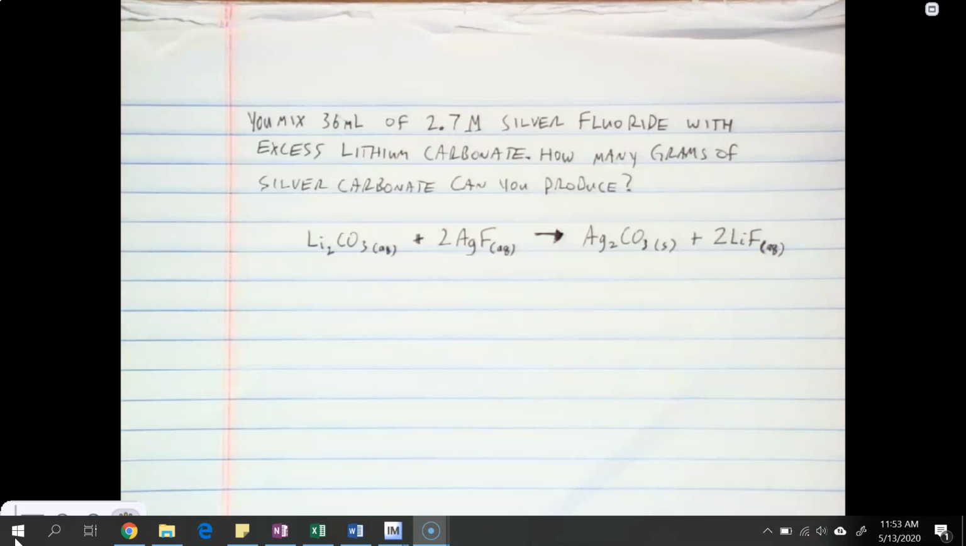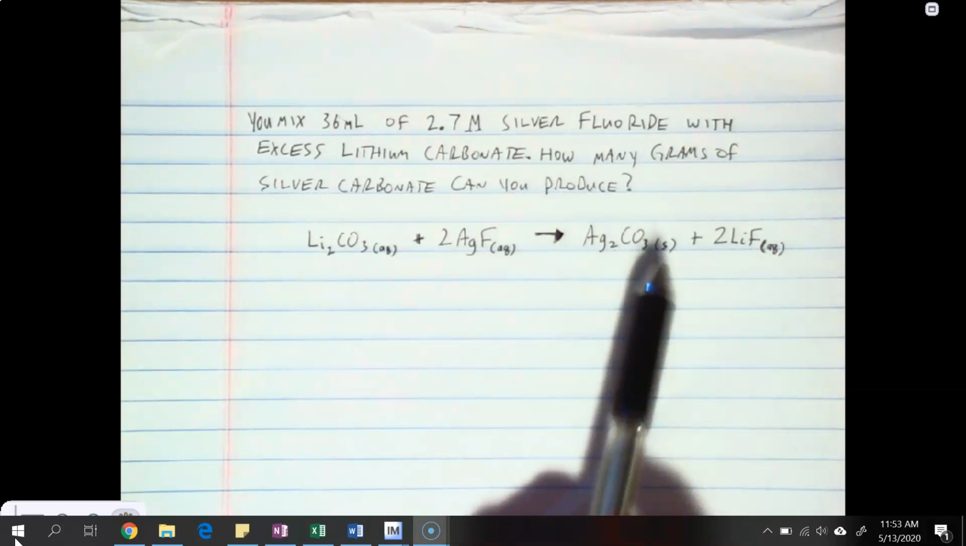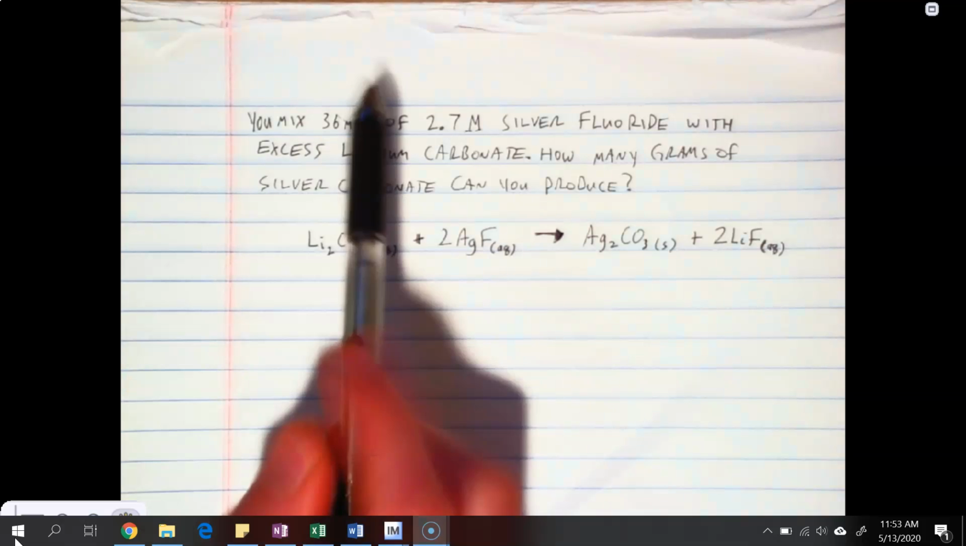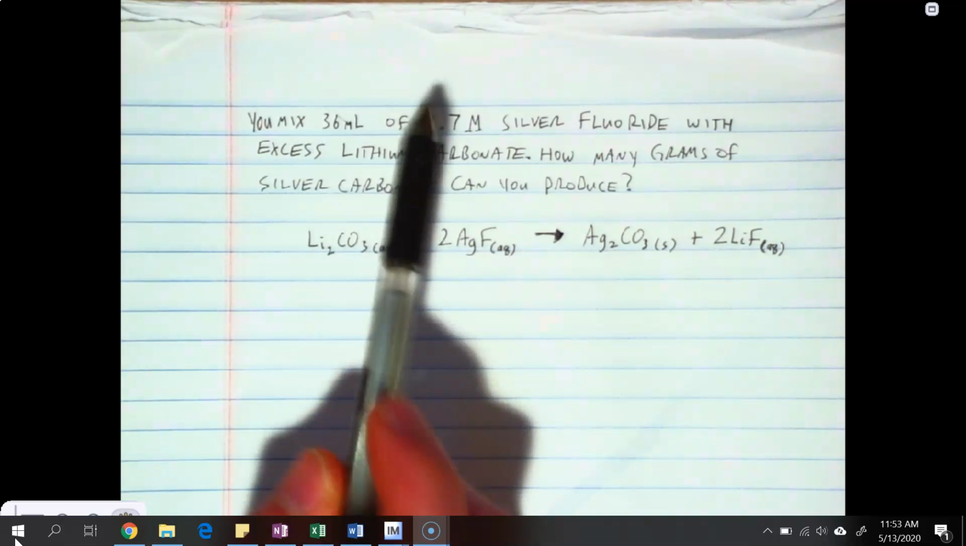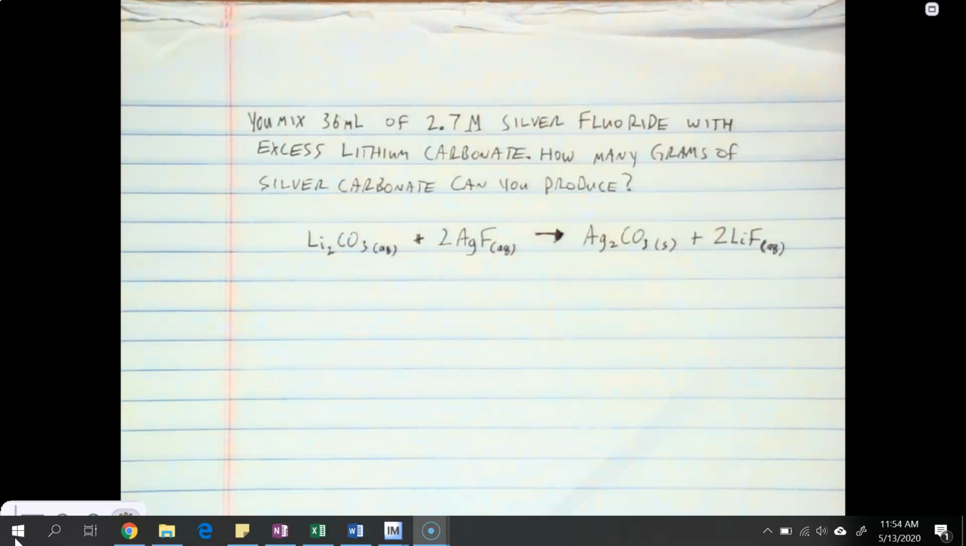Okay, so we're starting with a slightly different given than what we're used to. Normally we would be given, let's say, grams of silver fluoride, and I would say how many grams of silver carbonate can you produce. But in this case we're given a volume of our aqueous solution and its concentration. All right, and what we're still trying to find is grams of what we produce, because we are producing a solid, but we start with a different given.